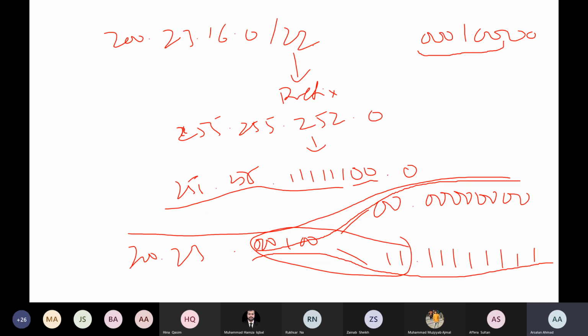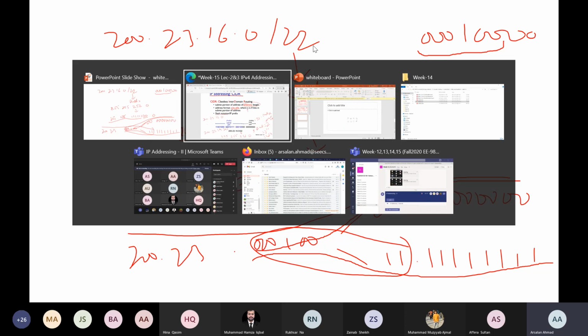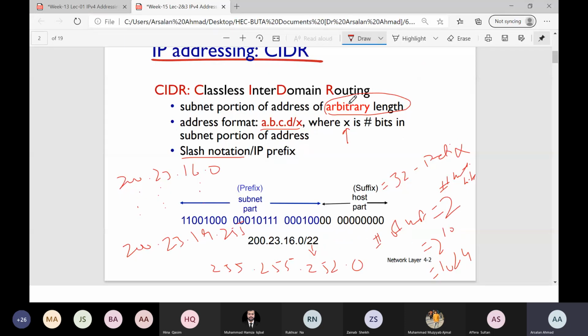Now the benefit that we got by this arbitrary length is actually what? We don't have to buy a class B address. I'm again using the word classes, which are no longer here, but I'm just trying to compare it with the previous scenario. If in the previous scenario a company needs 1024 addresses, what would be the solution? The company has to buy a class B address. But in the CIDR based addressing, this is no longer the case.